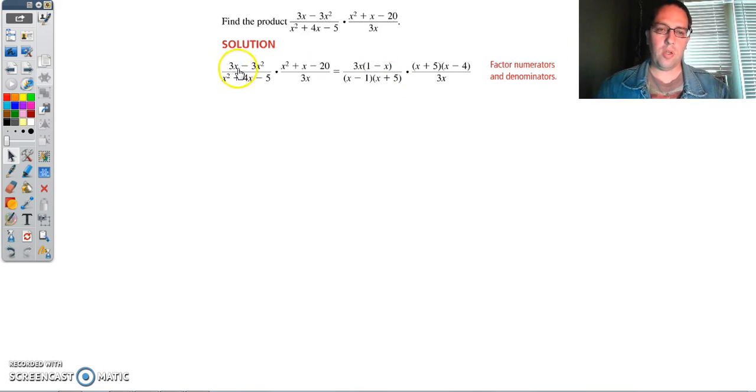All right. So 3x minus 3x squared factors as 3x times 1 minus x, right? Because you can factor 3x out of both of these. Our denominator here, factor this out, you have x minus 1 times x plus 5. In the numerator for the other fraction here, the rational expression factors as x plus 5 times x minus 4, and then 3x is 3x. Okay? Now, we multiply straight across, so we take all of these times all of those, right?